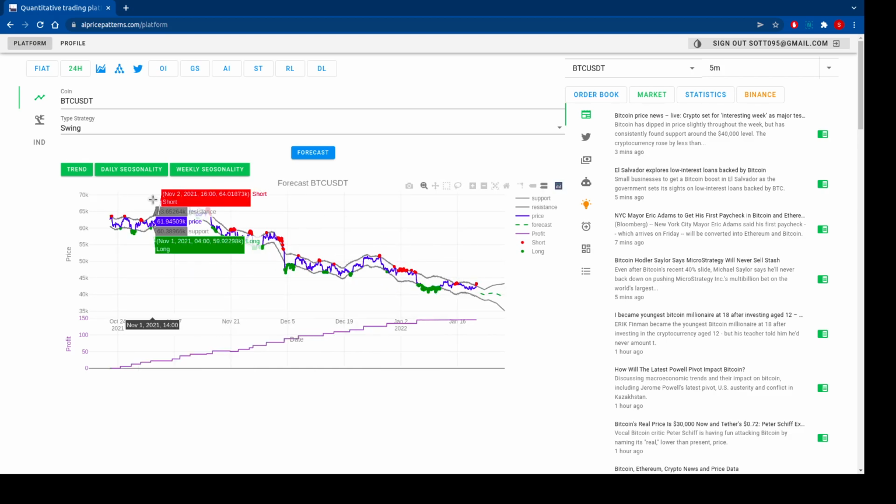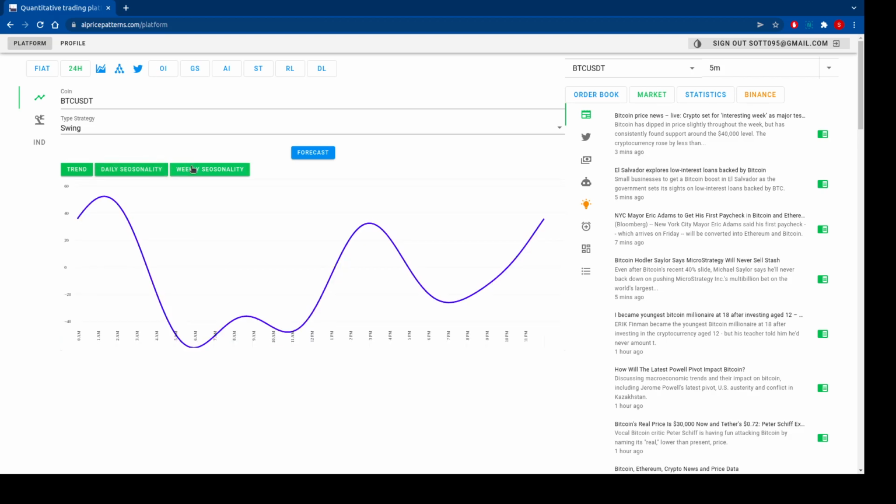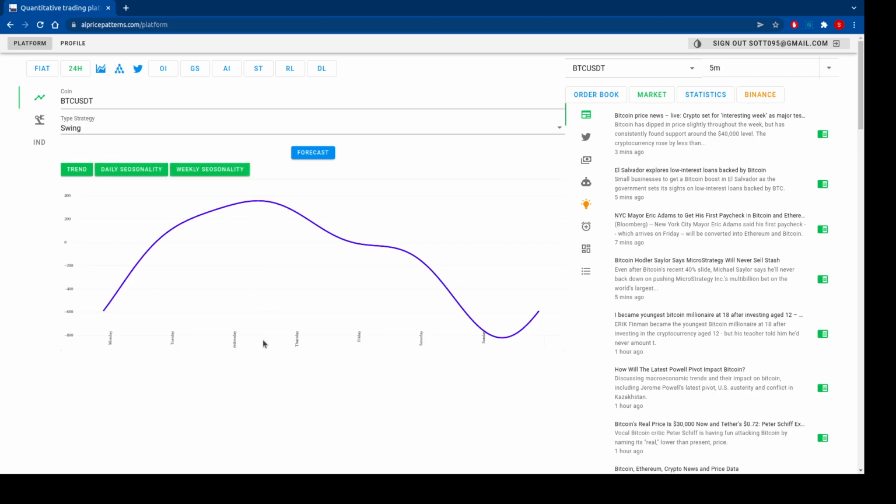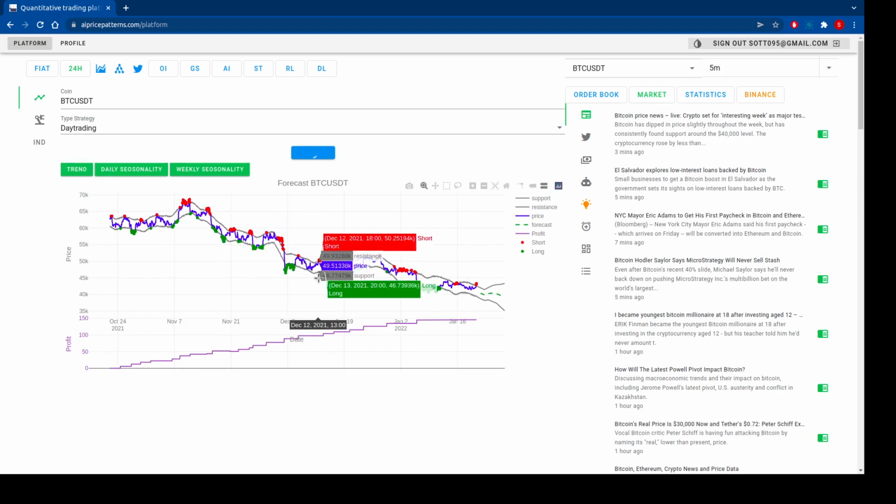Next we need to analyze seasonality. Let's do it. And you see we have a price decrease from Wednesday to Sunday, and it means some relationship on seasonality, and we also could use it to make a decision. And next let's analyze the price for Bitcoin for day trading to find some point for a trade.